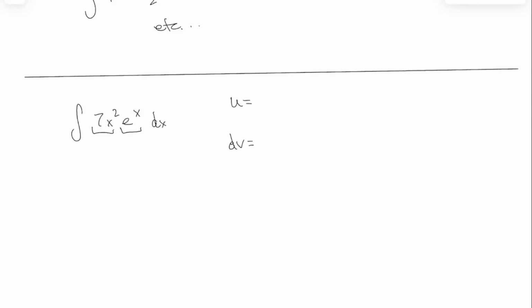What do you think? Which one should be the u? 7x squared, yeah. Generally, if you see a polynomial piece, that should be the u. And the dv will be e to the x dx. That means the du, someone has shouted out, what's the du here? 14x dx, of course. And the v? e to the x, great. Yeah, the integral of e to the x is e to the x.